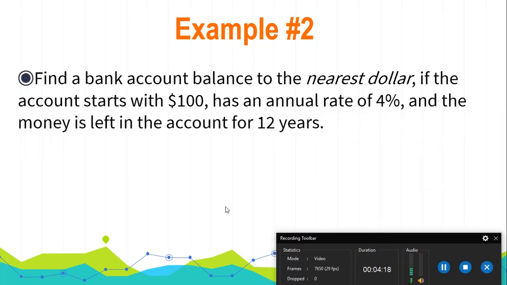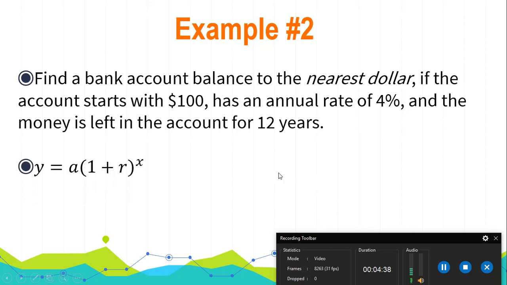In example number 2, we're starting with a bank account balance. We want to find it to the nearest dollar. We're starting with 100. We have an annual rate of 4%, so it's growing. And the money is left in the account for 12 years, so we don't touch it or withdraw any money.